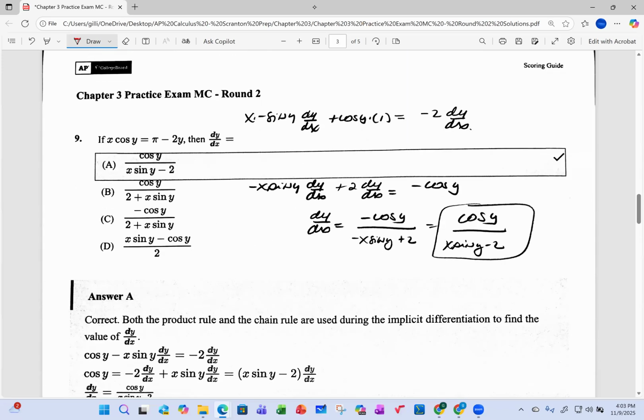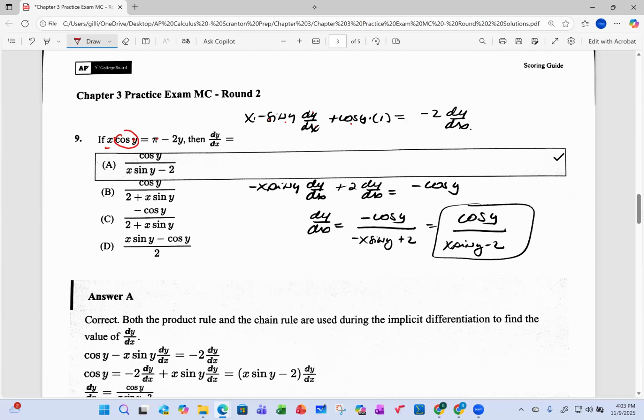In number 9, again, you got implicit. So it's going to be on your test for sure in a couple of situations. So the derivative of the first, which is x, and the derivative of the second is minus sine y dy dx, plus the second, which is cosine of y, times the derivative of the first, which is 1. And the derivative of pi is 0 because it's a constant, and the derivative of minus 2y is negative 2 dy dx.